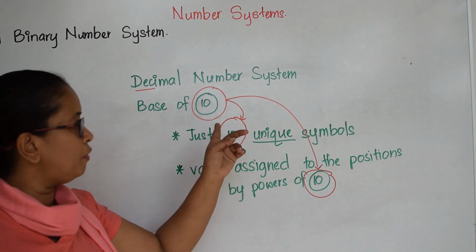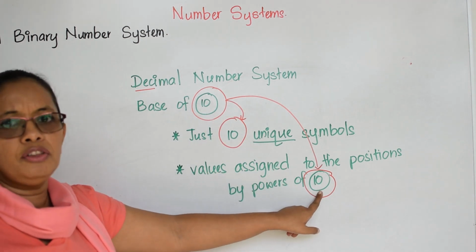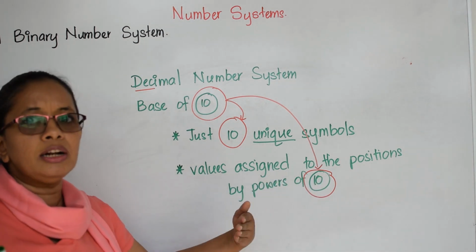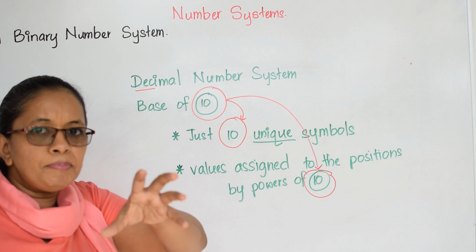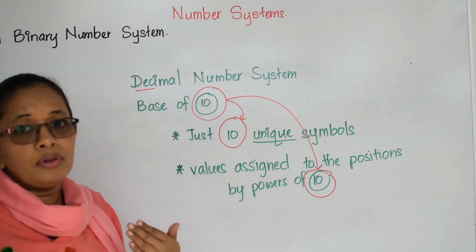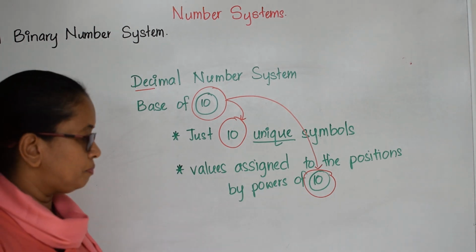If it is 10, you are not going to get the values in multiples of 9s or 8s or 7s. If you are going to get the powers to the position in multiples of any other number, that particular number should be the base of that number. That is why positional notation is going to be really simple and easy to understand.